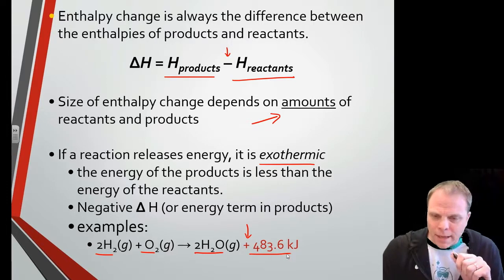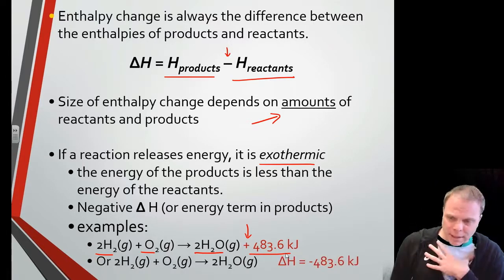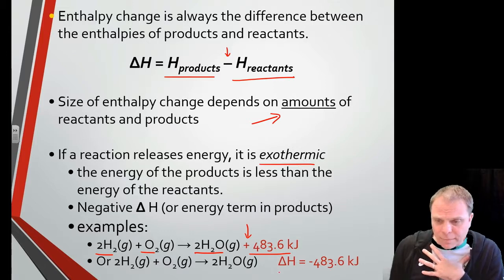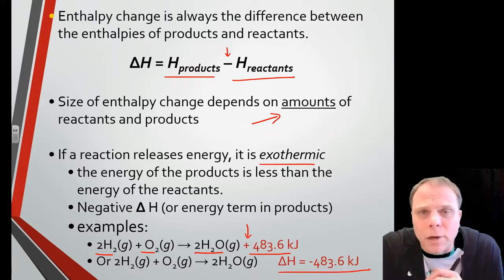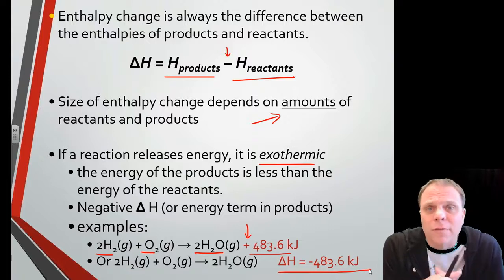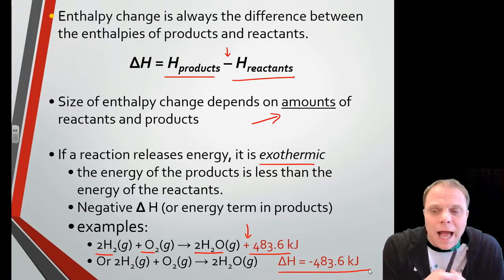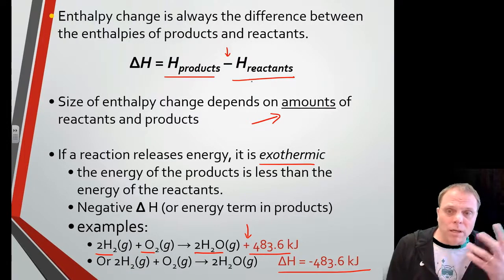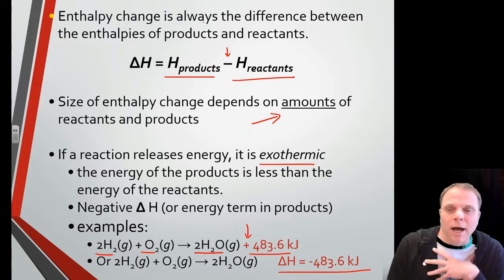What does that mean? Well, that means my delta H, my overall change in enthalpy, is negative 483.6. I've given off 483.6 kilojoules. I've gone from a less stable state to a more stable state.